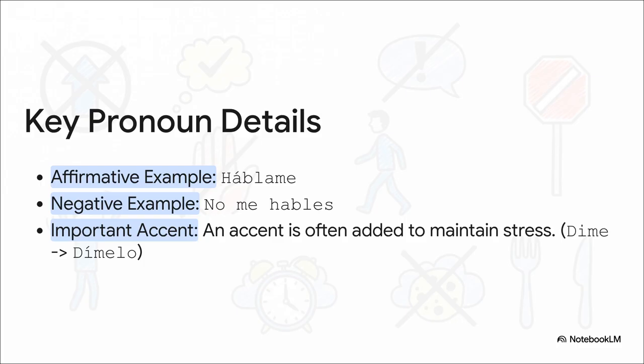And hey, here's a really important detail you might notice. With those affirmative commands, when you stick a pronoun on the end, you often have to add a little accent mark to keep the stress on the right syllable. Like dime turns into dímelo. But you know what? With negative commands, you never have to worry about that. That's one less thing to think about, which is always nice.